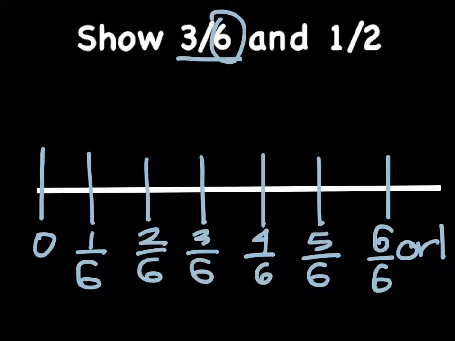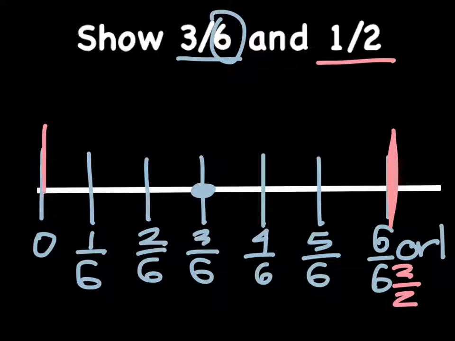So now we're trying to plot 3 out of 6. So we know that that's right here. Right on 3 out of 6. And then now we're going to plot 1/2. So those are only 2 pieces. So we're going to have to make those equal amounts. So your total would be here. So that's your 2 out of 2. And then the 1 would be right in the middle between the 0 and the 2 out of 2. So that would be right here in the middle. And that's 1/2.